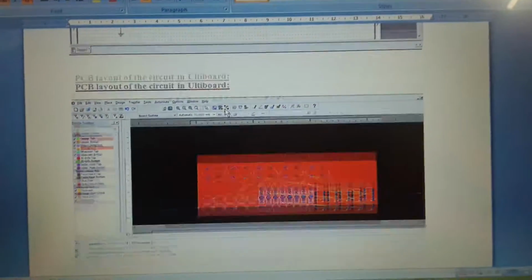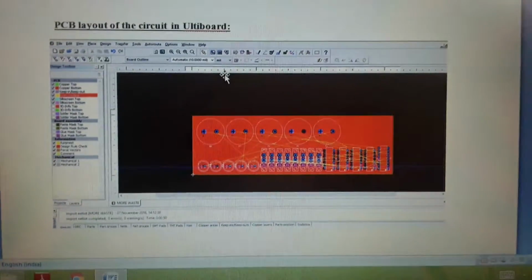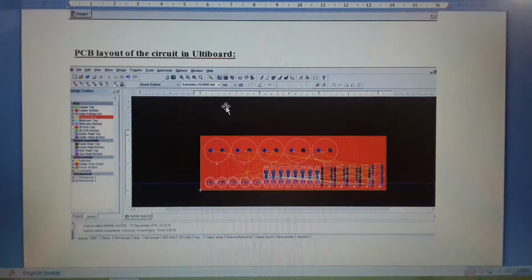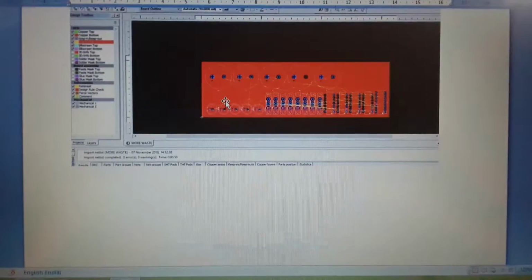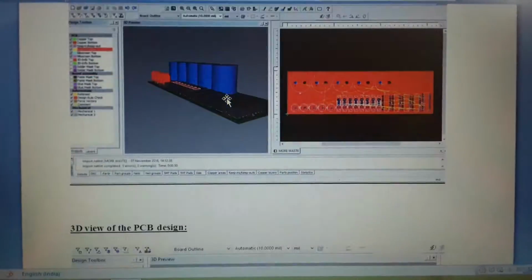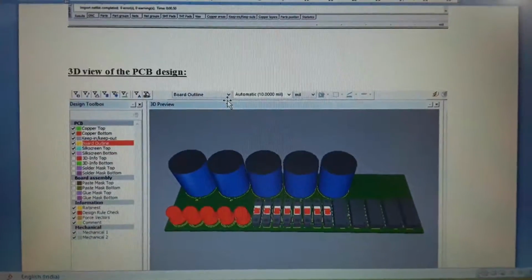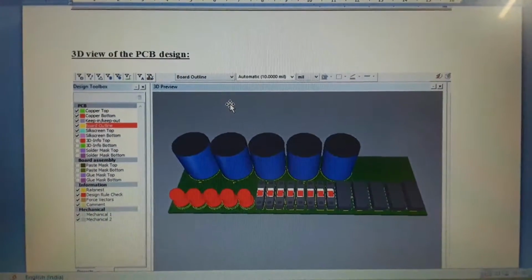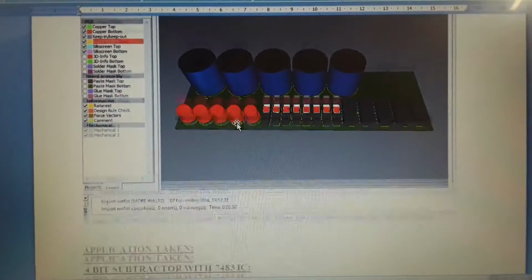For the circuit in Multisim, I have done the PCB layout in Altiboard. And this is the 3D view of the PCB design in Altiboard.